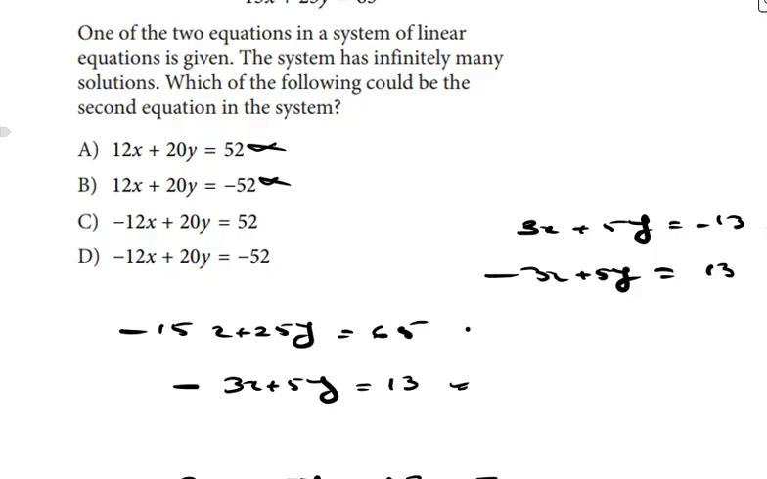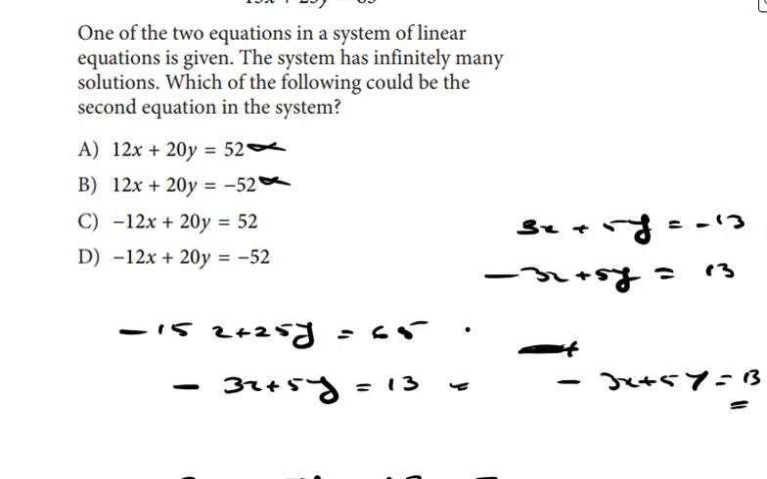Now come to option C. Option C says minus 12x plus 20y is equal to 52. Now divide everything by 4. So minus 12 divided by 4 is minus 3, 20 divided by 4 is 5 and 52 divided by 4 is 13. So we get minus 3x plus 5y is equal to 13.